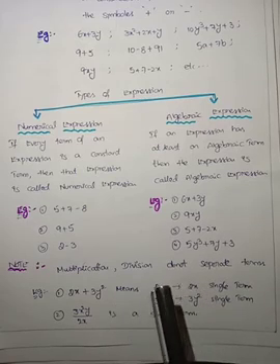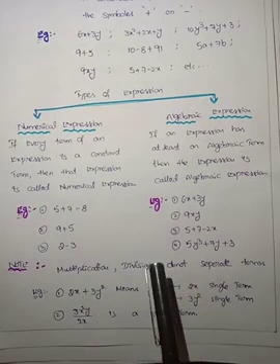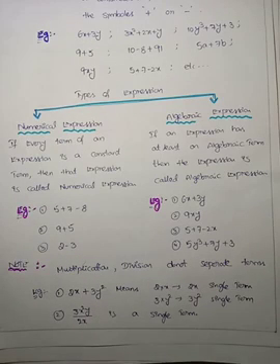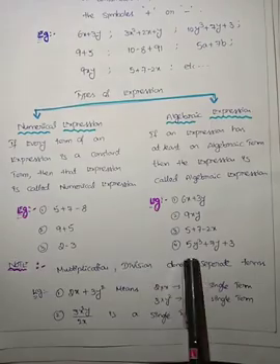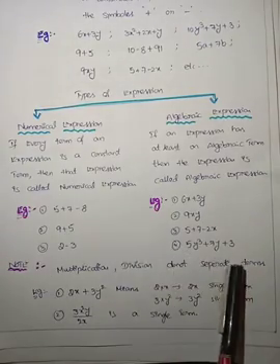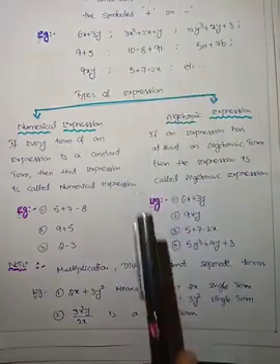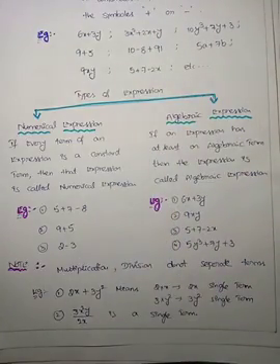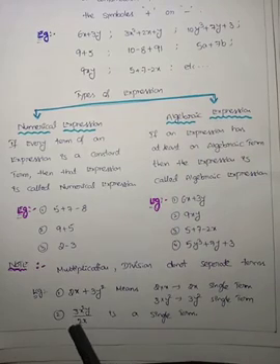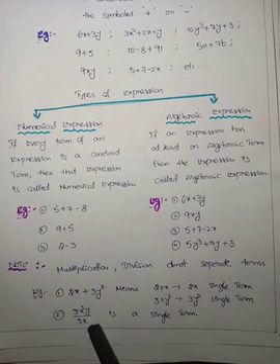Don't separate the terms with multiplication or division. You have to separate the terms only by addition and subtraction. Addition and subtraction only. Here is another example: 3x square y by 2x.